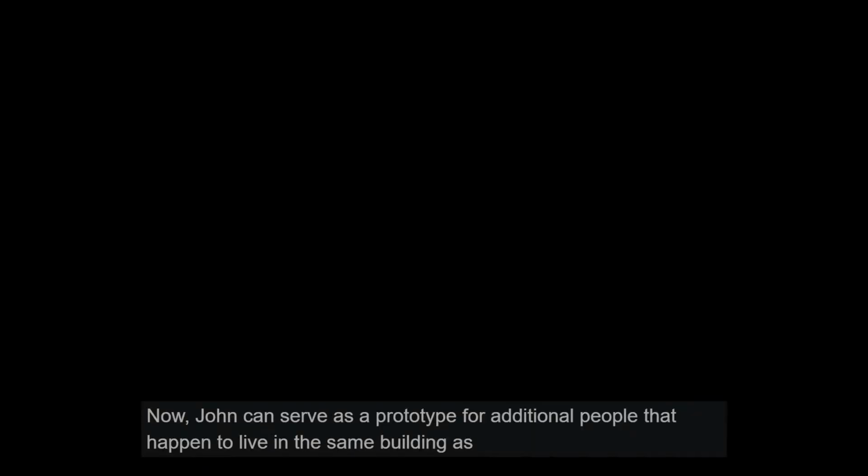Now, John can serve as a prototype for additional people that happen to live in the same building as John, meaning that instead of instantiating their address once again, we might want to copy it, or we might want to customize it a little bit in the case that it's not exactly the same building, but it might be their neighbor or something. So how do you copy objects in JavaScript? That is the key question of the whole prototype design pattern.